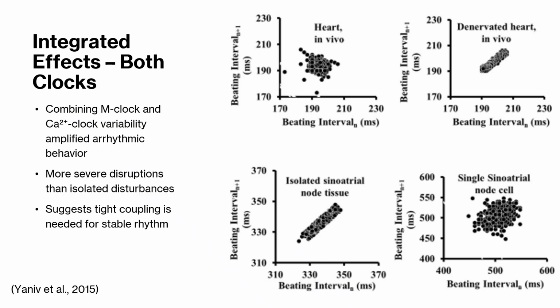Uneven action potential firing increased dramatically when both clock systems were disrupted at the same time. Compared to either system alone, the effects were even more severe, indicating that the two clocks typically coordinate closely to keep the heartbeat steady. One may compensate when the other becomes unpredictable. However, when both are unstable, the cell can no longer pace itself consistently, which results in serious arrhythmias.